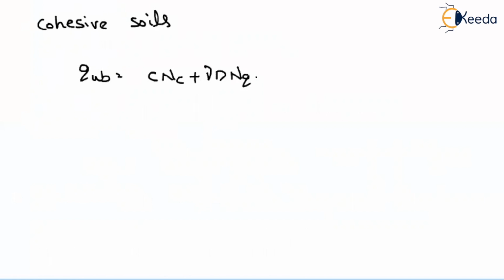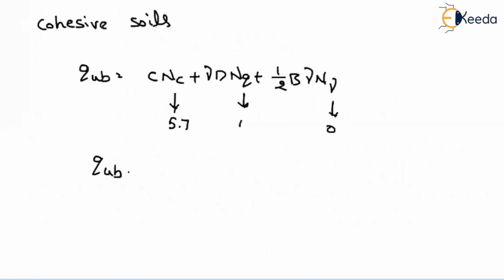Consider cohesive soils. If you are considering cohesive soil, what about the ultimate bearing capacity? That can be written as cNc plus, I am writing just the normal equation, gamma D Nq plus half B gamma N gamma. If it is a cohesive soil, what about the N gamma value? 0, Nq value 1, Nc value 5.7. So what about your ultimate bearing capacity if it is a purely cohesive soil? That will be nothing but 5.7 c plus gamma D, isn't it?